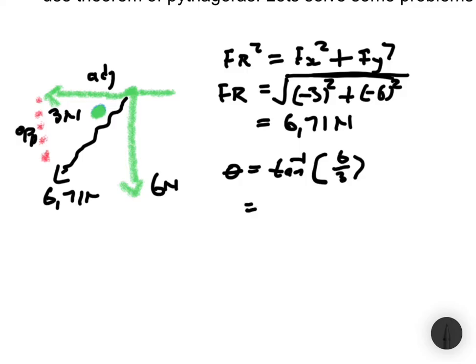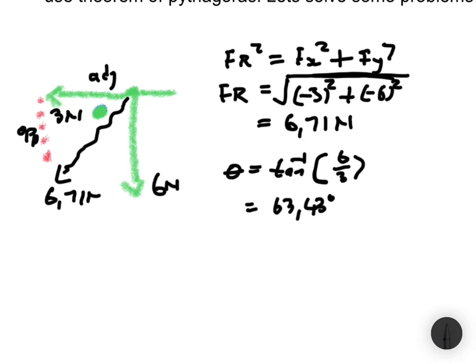I just want to apologize real quick. 6 and 3 should have minus signs, but the answer is still going to be the same. So we're going to get 63.43 degrees, right? So that's how we can find that angle.